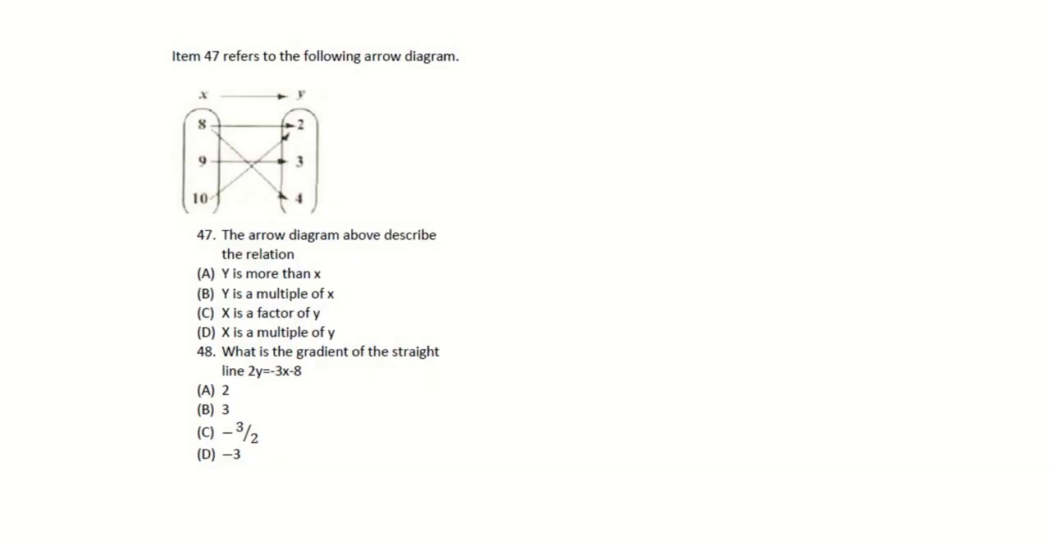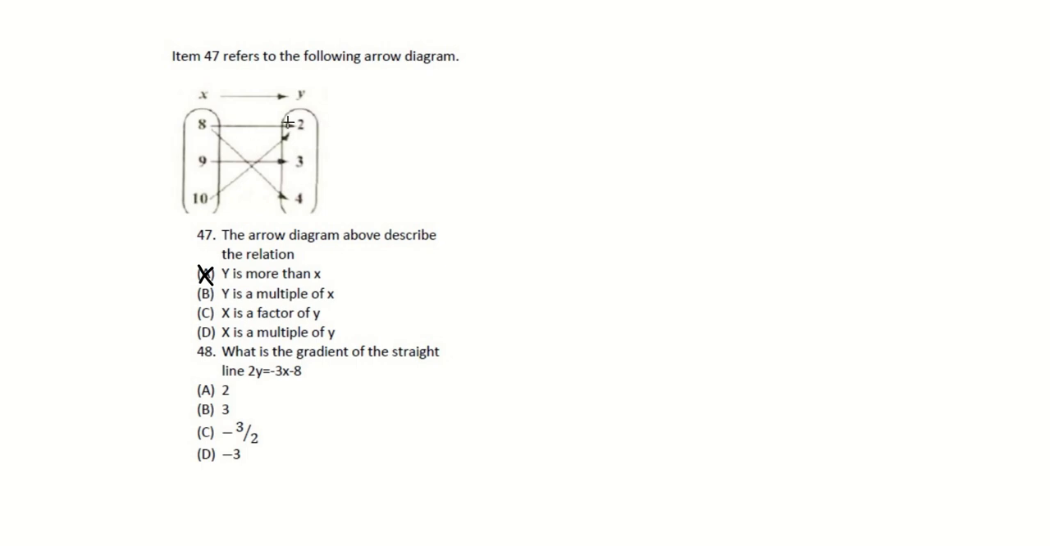Number 47 refers to the following arrow diagram. The arrow diagram above describes the relation. We talked about this already. This is a repeated question. Y is more than X. Hold on, Y is more than X? No. 2 is not more than 8.